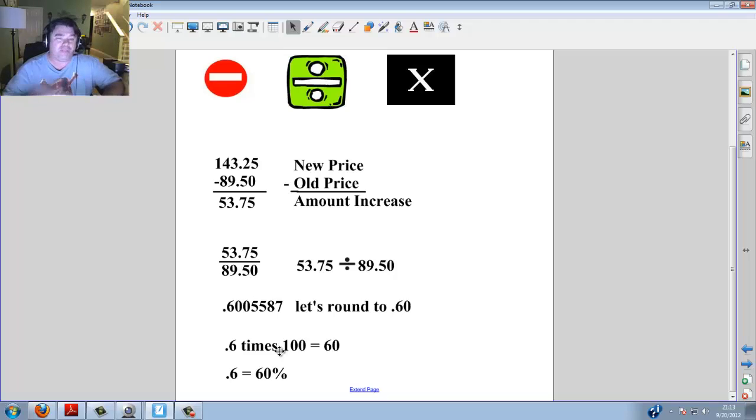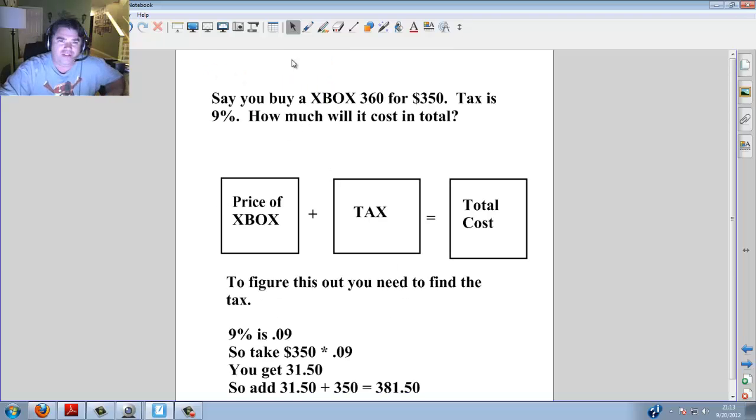So you want to have as high a percent increase as possible. If you're not sure what that means, go ask your folks about credit card payments sometime and they'll tell you about a high percent increase. So take a look at this one here.